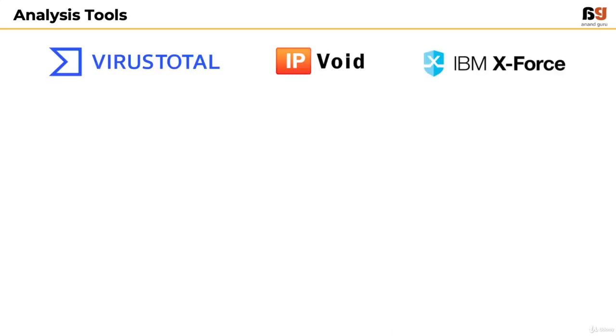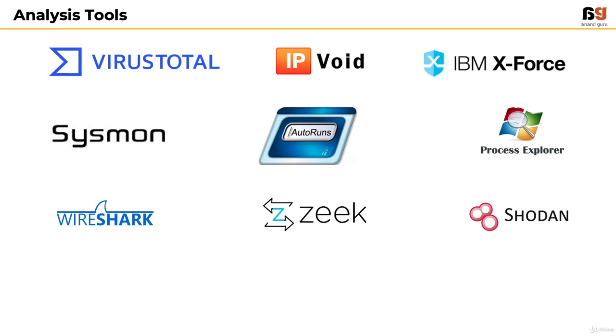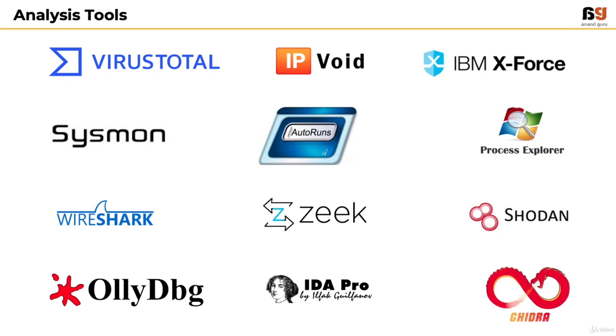Tools like VirusTotal, IPVoid, and IBM X-Force help in checking the reputation of IP addresses, URLs, and files. Sysmon, Autoruns, and Process Explorer will help in host analysis. Wireshark and Zeek IDS are useful for network analysis. Shodan is another great resource to check the public exposure of a company's assets. We also have tools for malware analysis like OllyDbg, IDA Pro, and Ghidra.